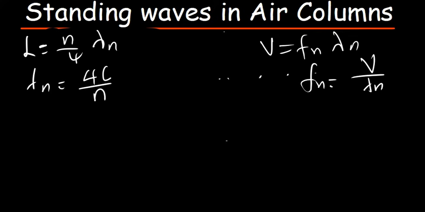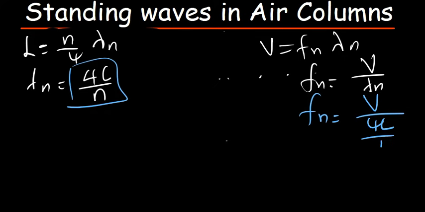Where there is lambda, let's replace it by this. So Fn will be equal to V divided by 4L divided by n. That is the same as n times V divided by 4L. So this is the formula now for the fundamental frequency.